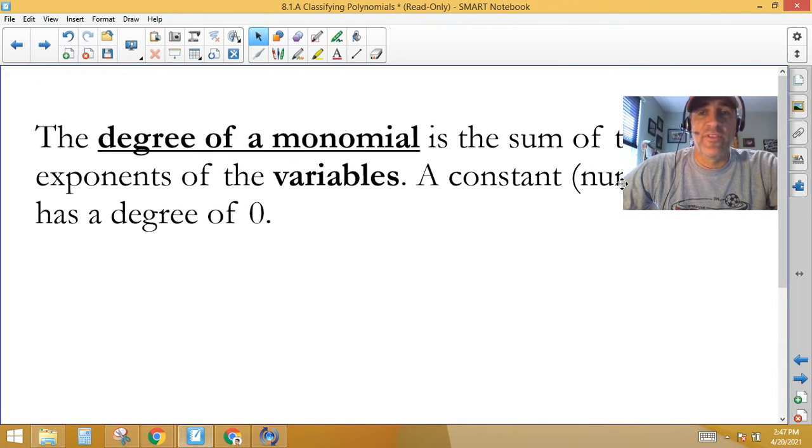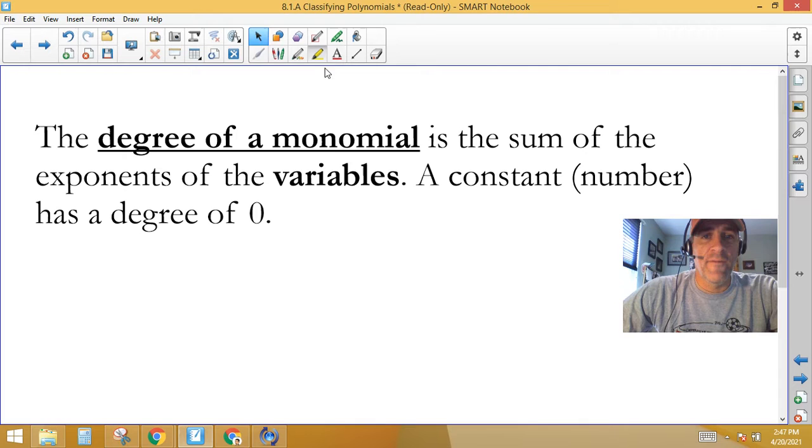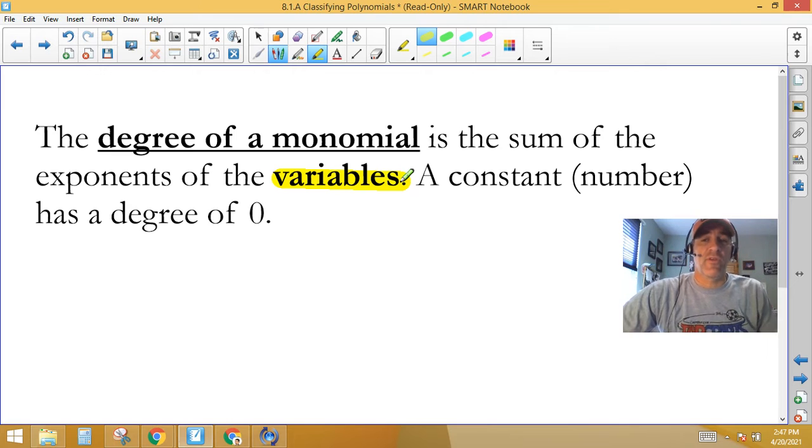Now, there's something called the degree of a monomial. The degree is going to be the sum of all the exponents of the variables. So the degree is you add up the exponents on all of the variables. Even if there's not one there, there's always that invisible one on a variable's exponent. A constant, or a number, always has a degree of 0.